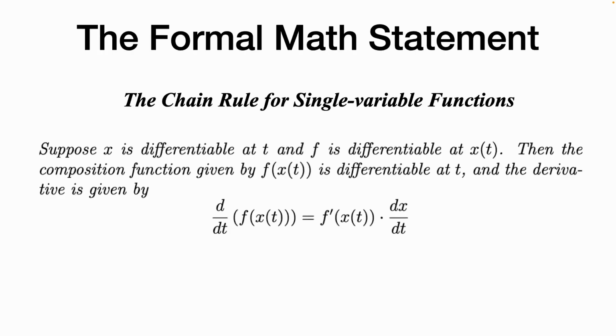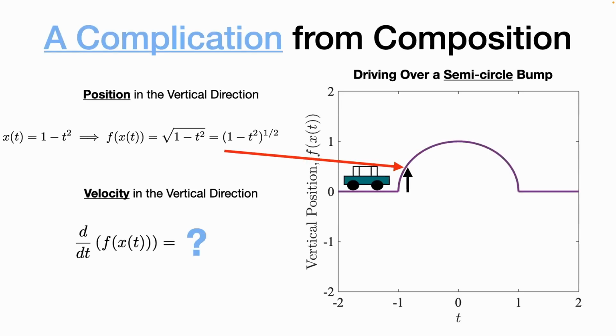So we have our theory. Well, here's the formal statement of our theory. The chain rule for single variable functions: suppose x is differentiable at t, and f is differentiable at x of t. Then the composition f of x of t is differentiable at t, and the derivative is the product f prime of x of t times dx/dt. That's what I wrote there. I'm just giving you the formal statement.